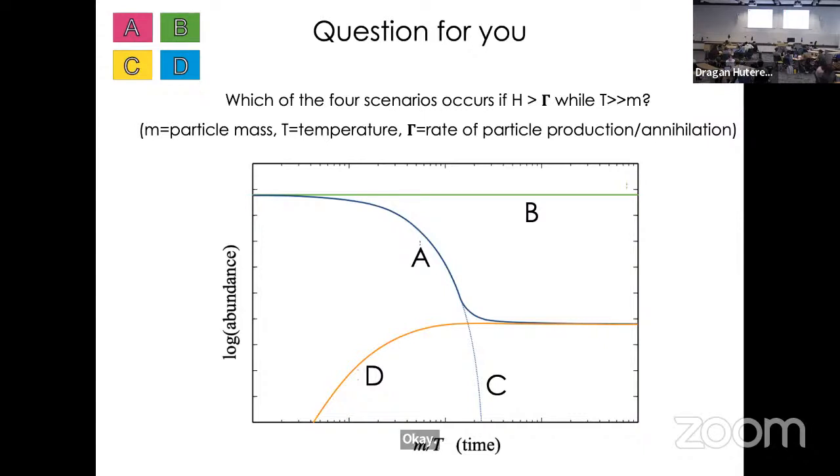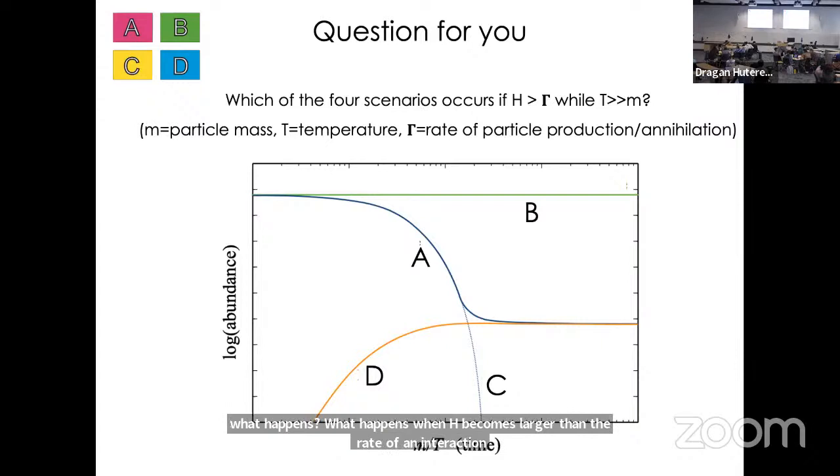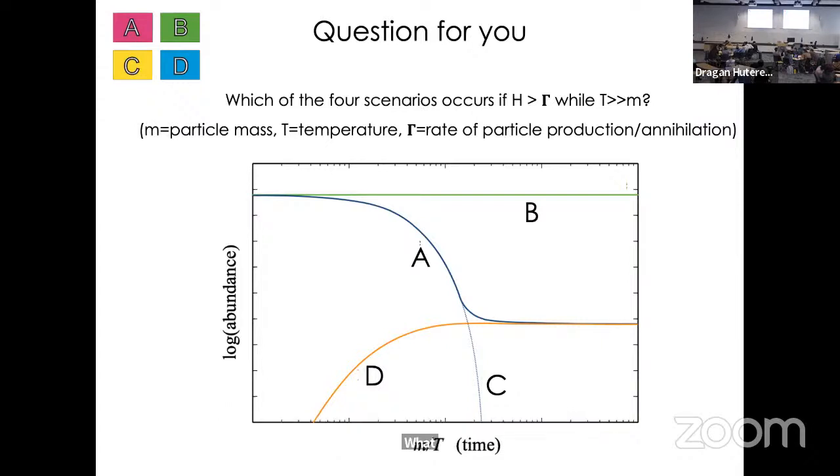So what happens when H becomes larger than the rate of an interaction? Freeze out. That's right. So that interaction stops. Right. So whatever interaction is happening, if that occurs, you no longer have that interaction. Okay.